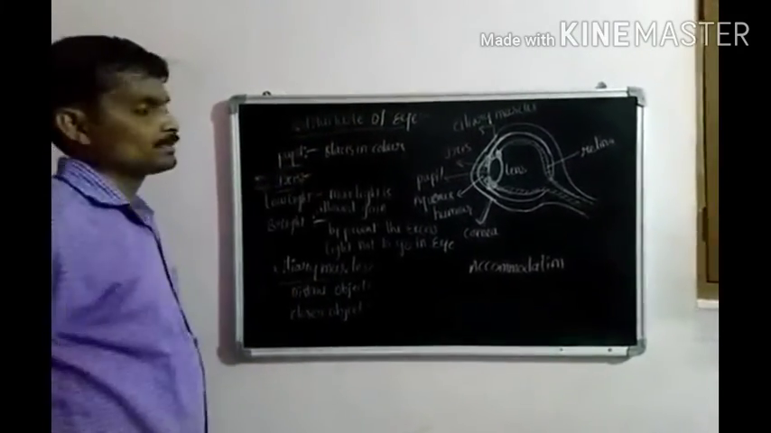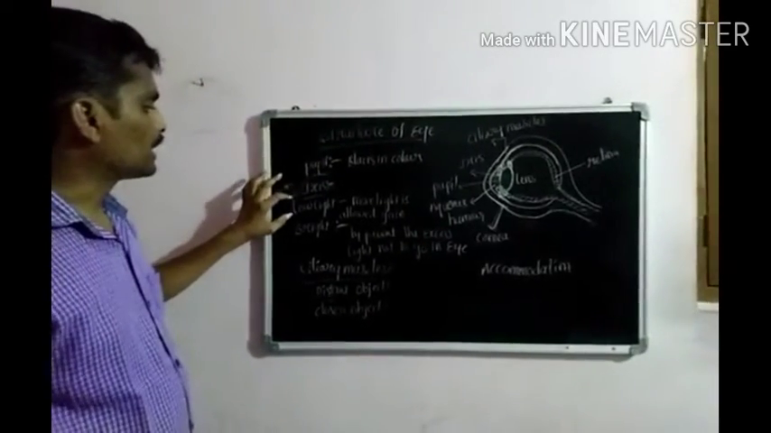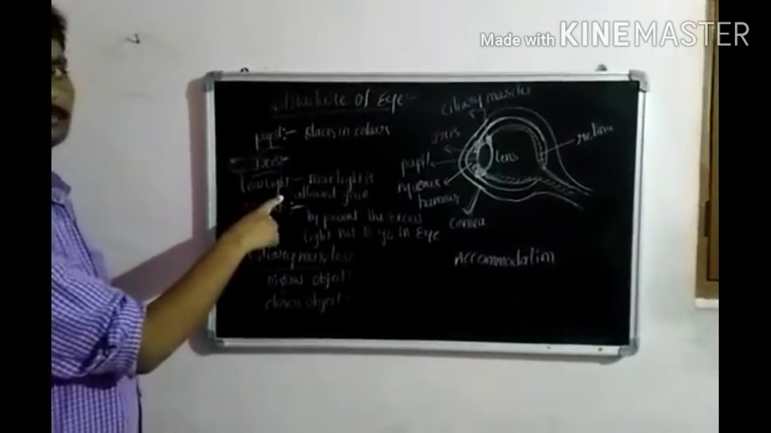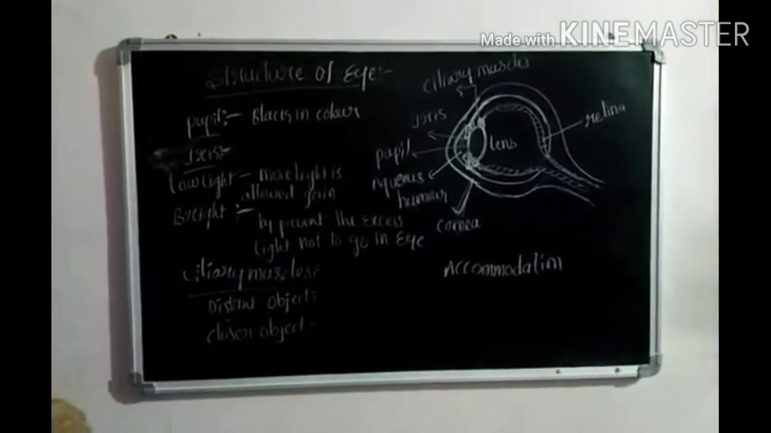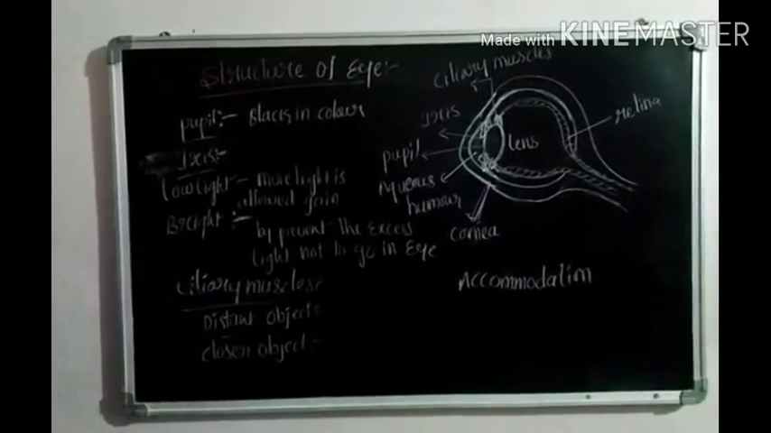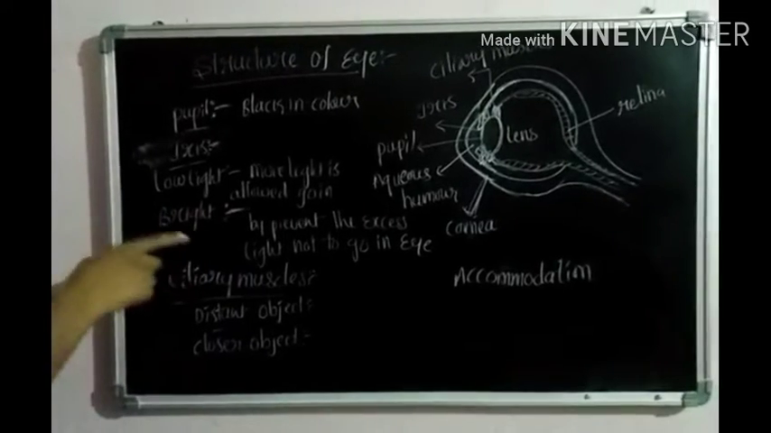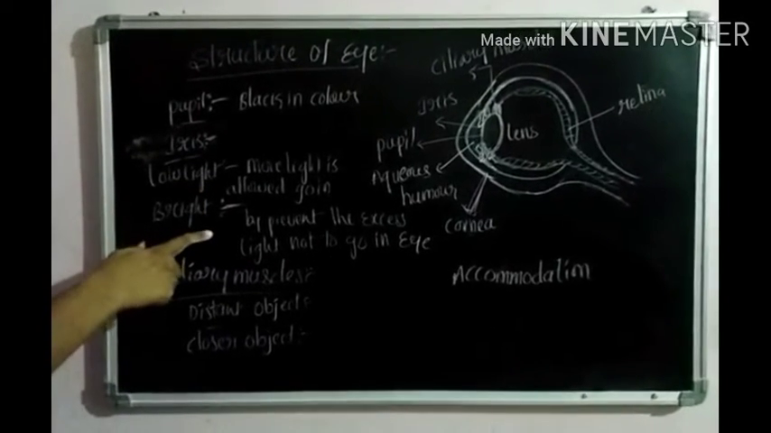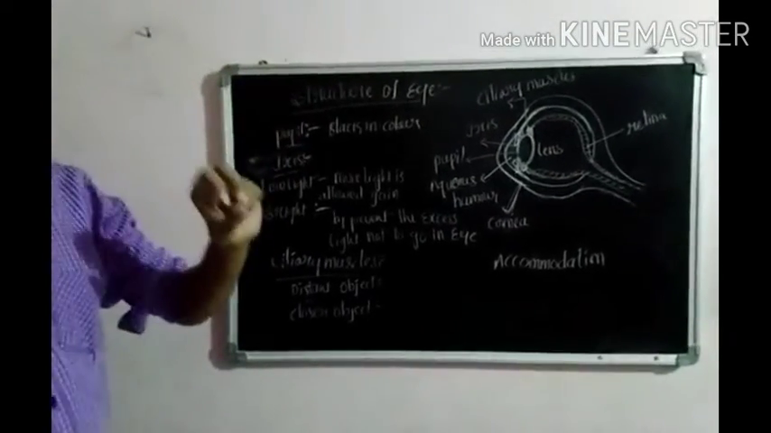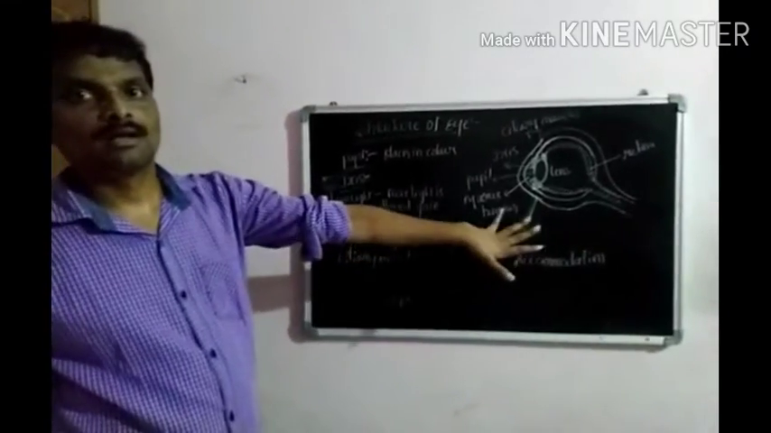The next one is the iris. Iris always controls the pupil. Iris makes the pupil adjust in low light condition and in bright light condition. In low light condition, iris makes the pupil expand. Due to the expansion of pupil, more light is allowed to go in your eye. In bright light condition, iris makes the pupil contract. Due to this contraction, excess light is prevented from going in your eye.